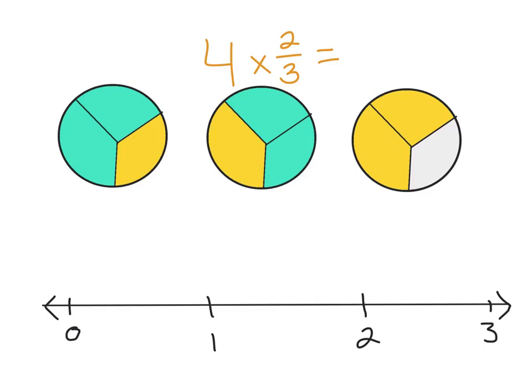So I shaded in 4 groups of 2/3. So 2/3, 2/3, 2/3, and 2/3. And I get a total of 1, 2, and 2/3. One whole, another whole, and 2/3. So 4 times 2/3 is equal to 2 and 2/3.